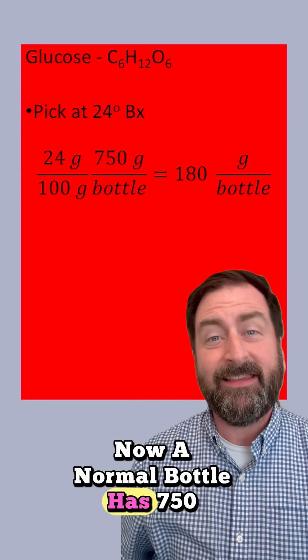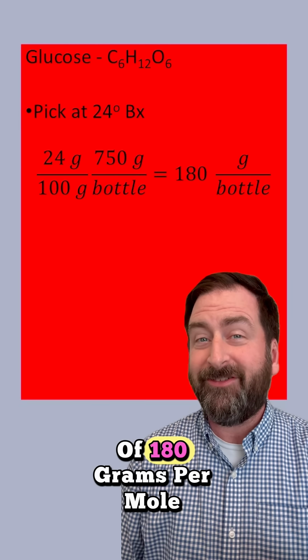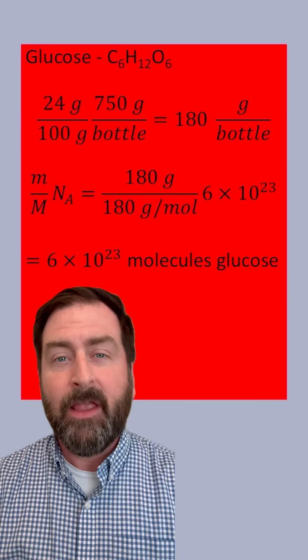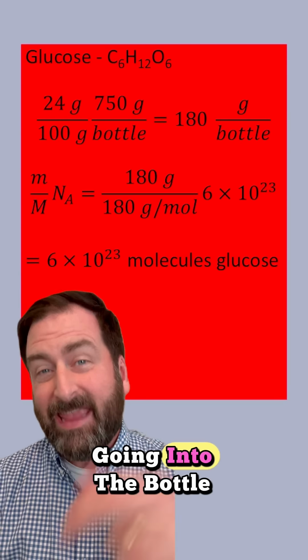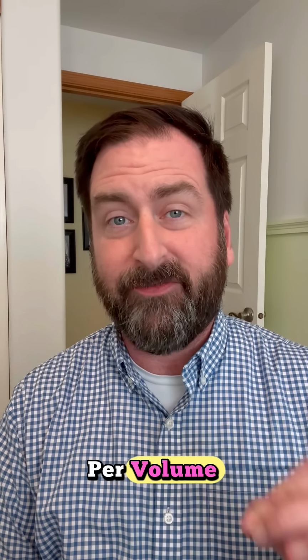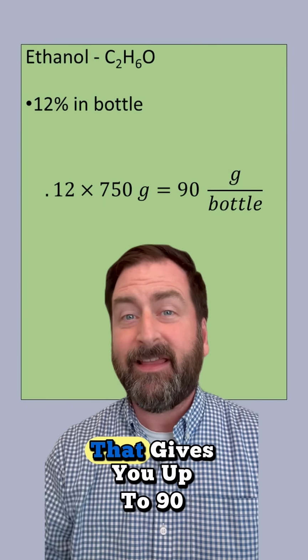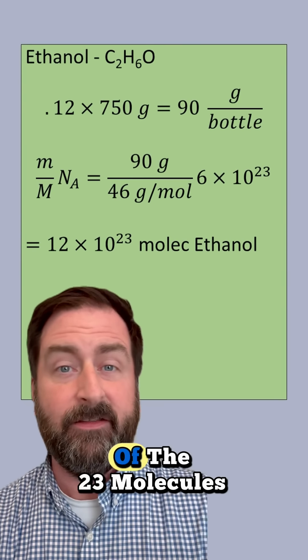Now, a normal bottle has 750 grams in it, and glucose has a molar mass of 180 grams per mole. So that means there's about 6 times 10 to the 23 molecules of glucose going into the bottle. Wine typically has 12% alcohol per volume, and so for a typical bottle, that gives you up to 90 grams of ethanol. That converts to 12 times 10 to the 23 molecules.